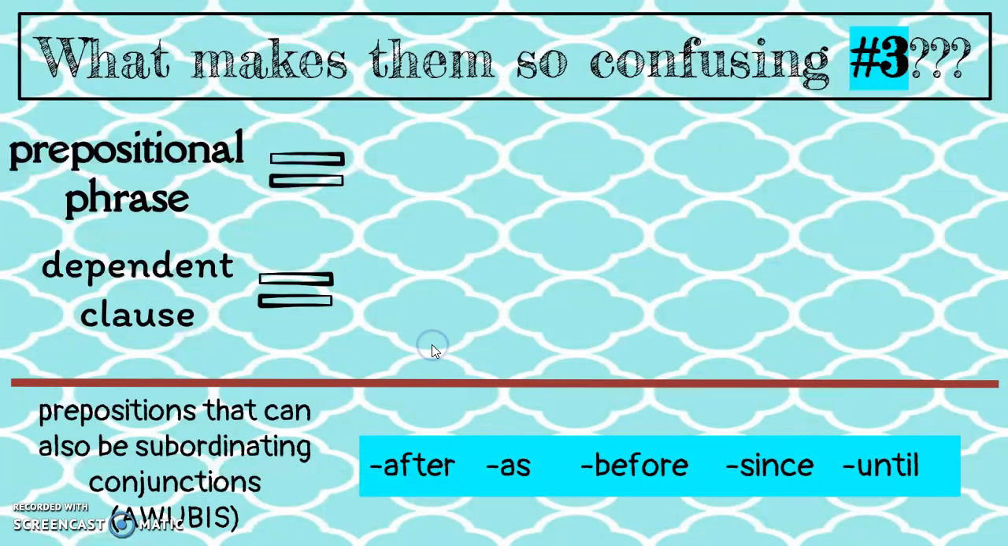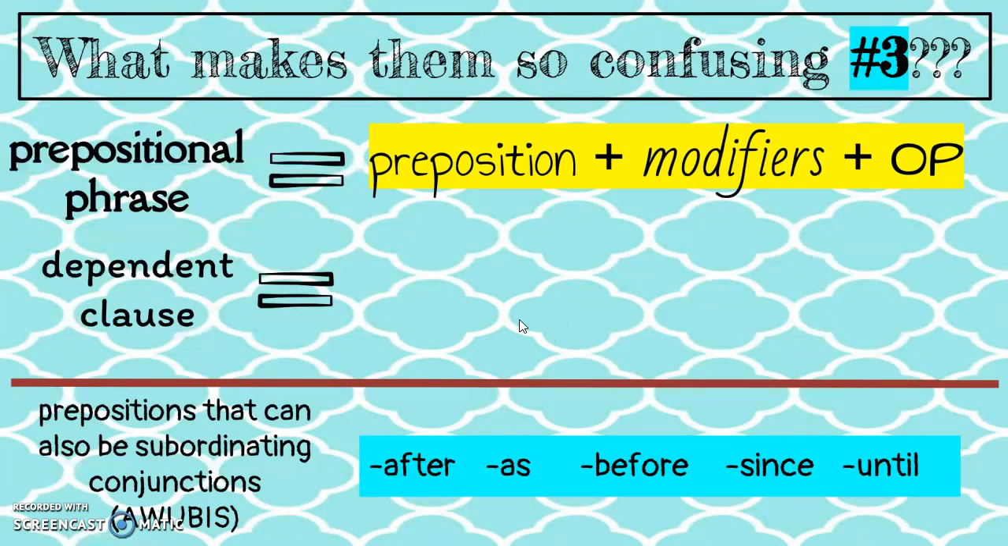So, prepositional phrase. We're going to go back to our formula. A prepositional phrase is a group of words that starts with a preposition, ends with a noun or a pronoun, and has modifiers in the middle. And again, we call that job that the noun or the pronoun is doing the object of a preposition.